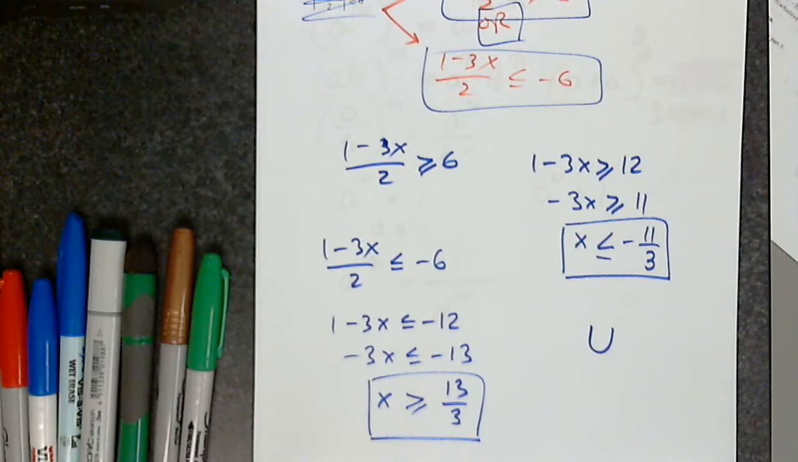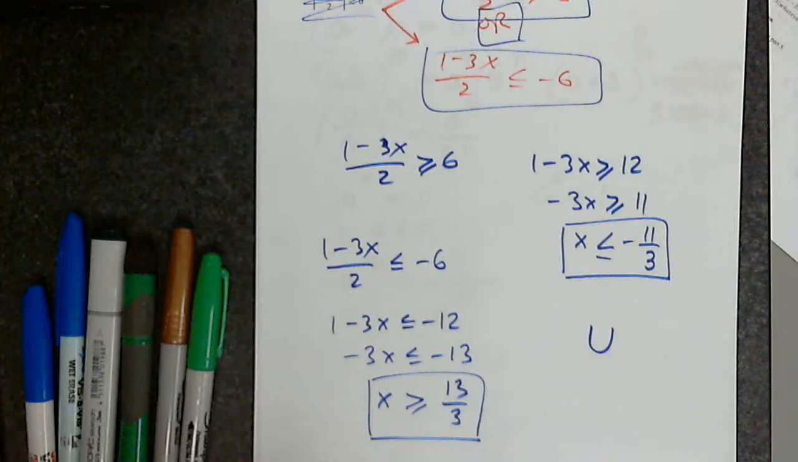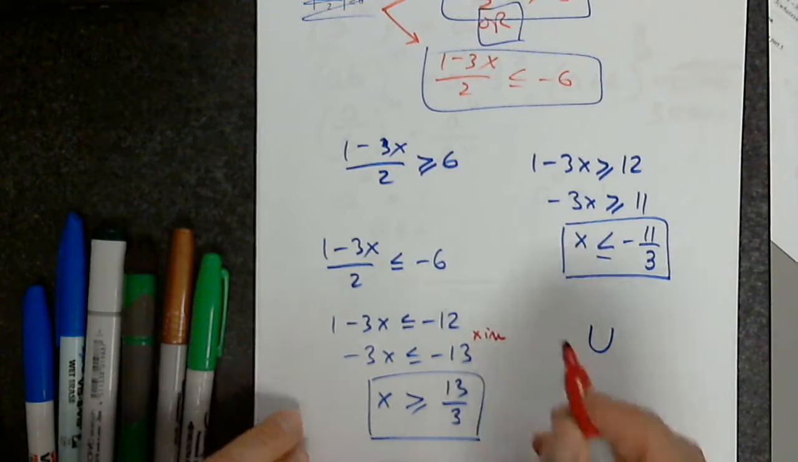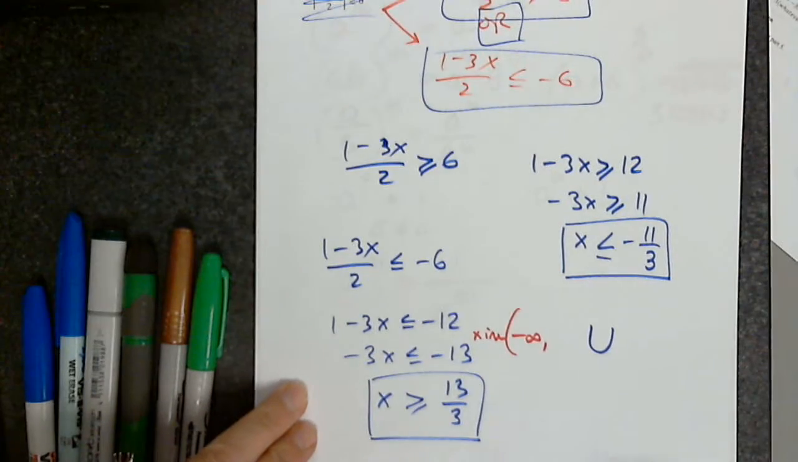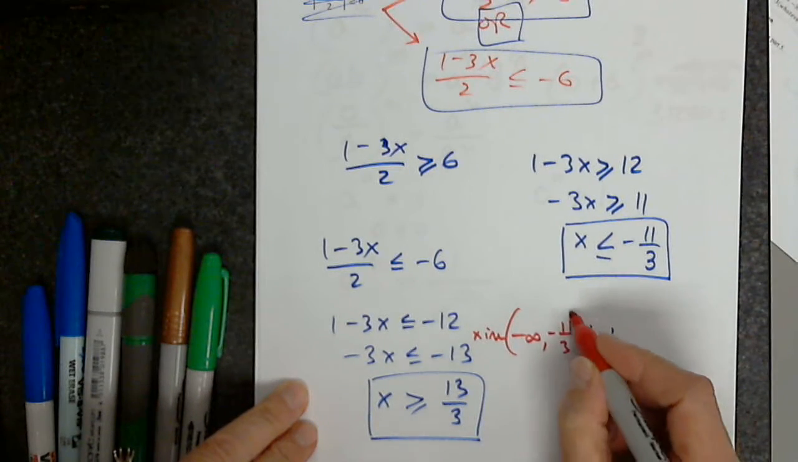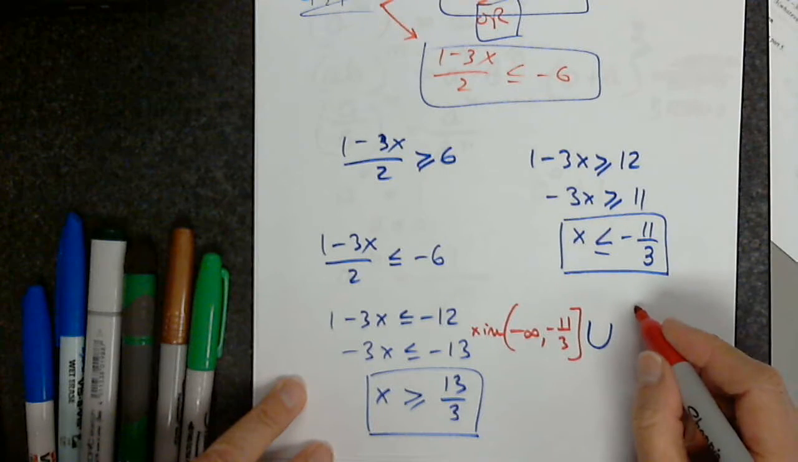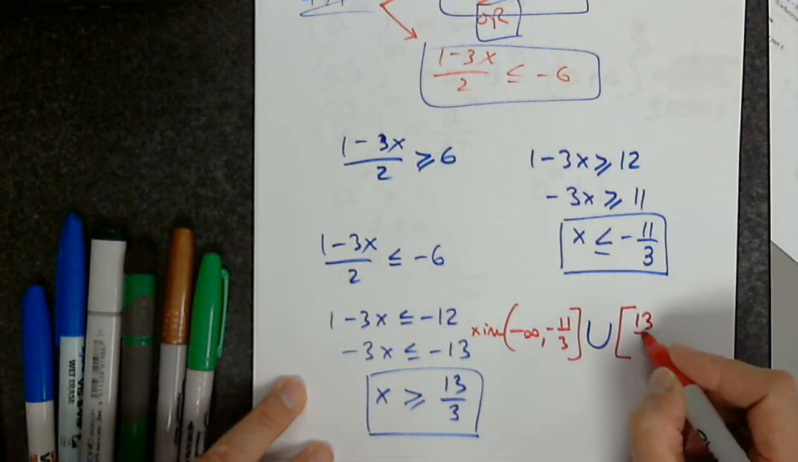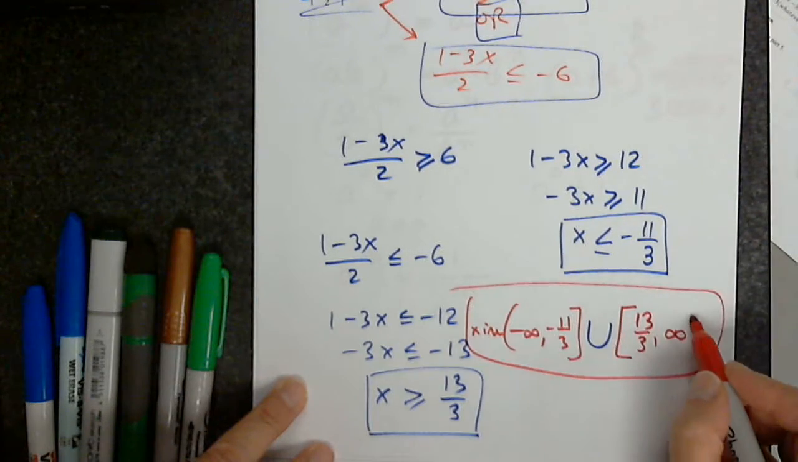So can anyone give us the solution? X in the interval negative infinity. Very good. Negative 11/3. Very good. With a bracket. Yes, union. Bracket indeed. 13/3 to infinity. Do we all agree with this?